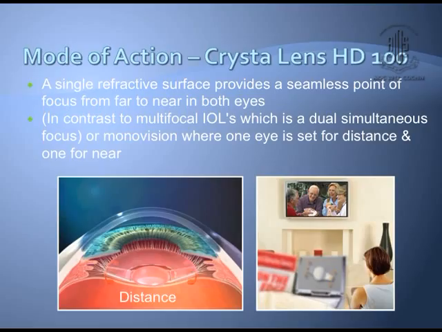Here is the animation, how it moves forward, and for near work there is overall shifting of the lens and changing of the curvature. So it provides a single refractive surface, a seamless point of focus far to near in both eyes, in contrast to multifocal IOL, which is dual simultaneous focus, or monovision, where one eye is set for distance and one for near.